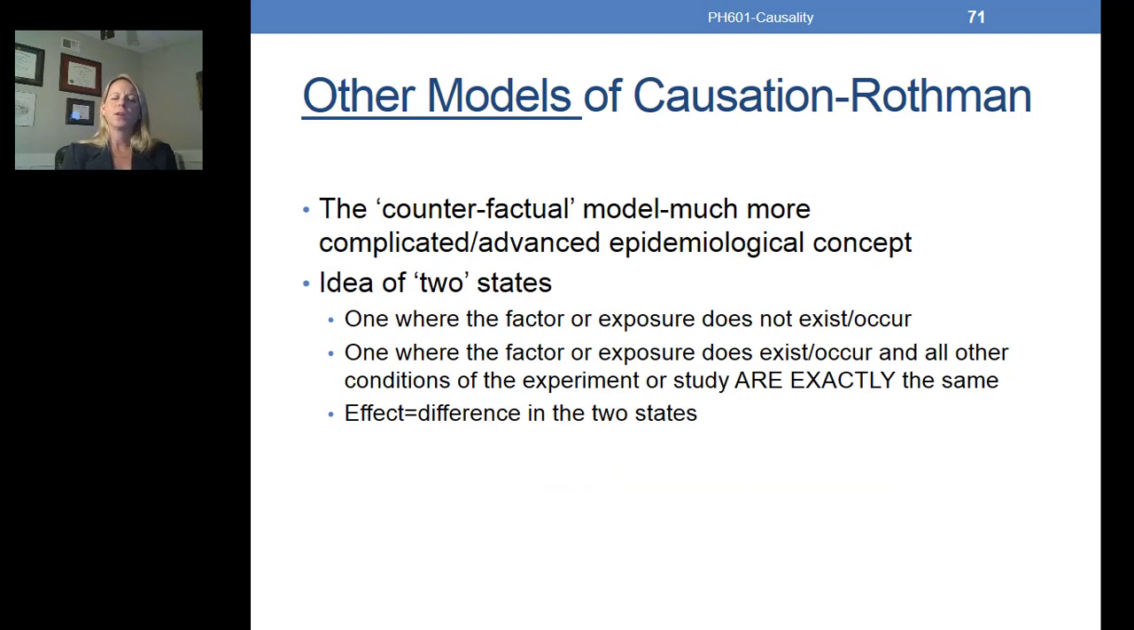And then finally, I want to close by saying that there are other models specific to causation, and these are discussed in the Rothman textbook. It's a recommended book for this course.